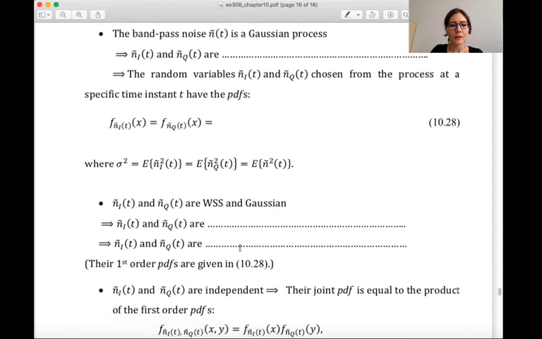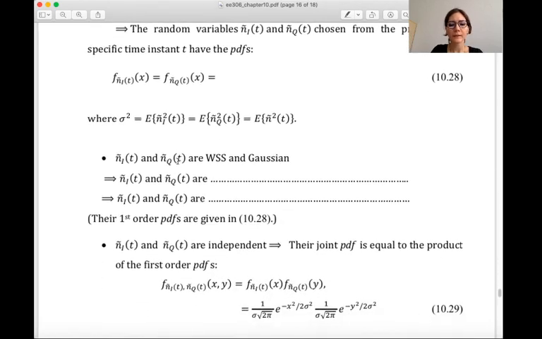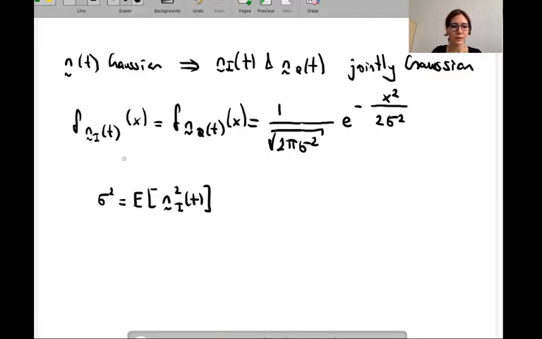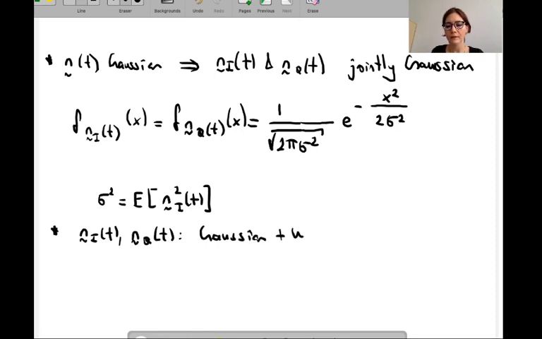Okay, now if you move on, these processes are wide sense stationary and they are Gaussian. So we just saw that these two imply together strict sense stationary. So N_I and N_Q are stationary in the strict sense. So let's write it. N_I of t and N_Q of t, these are Gaussian plus wide sense stationary, which implies that they are strict sense stationary.